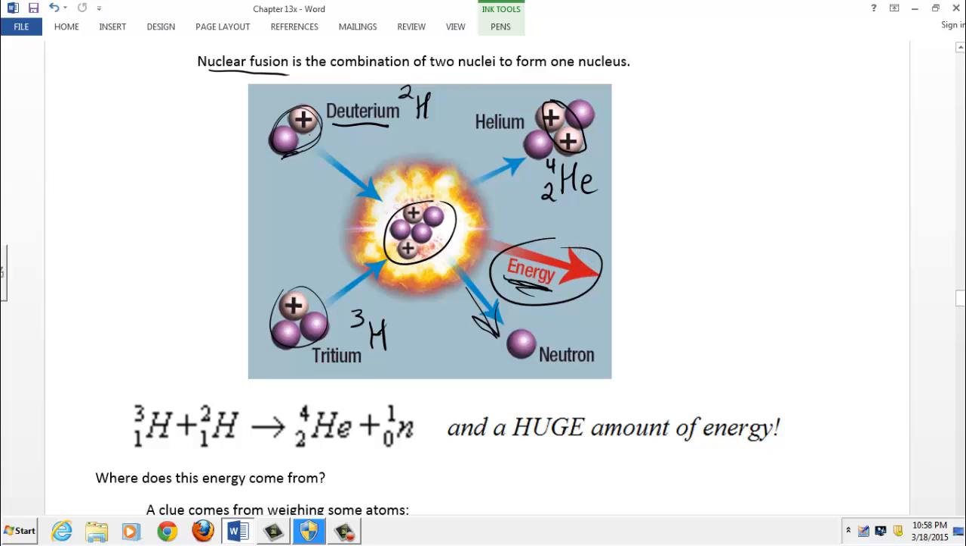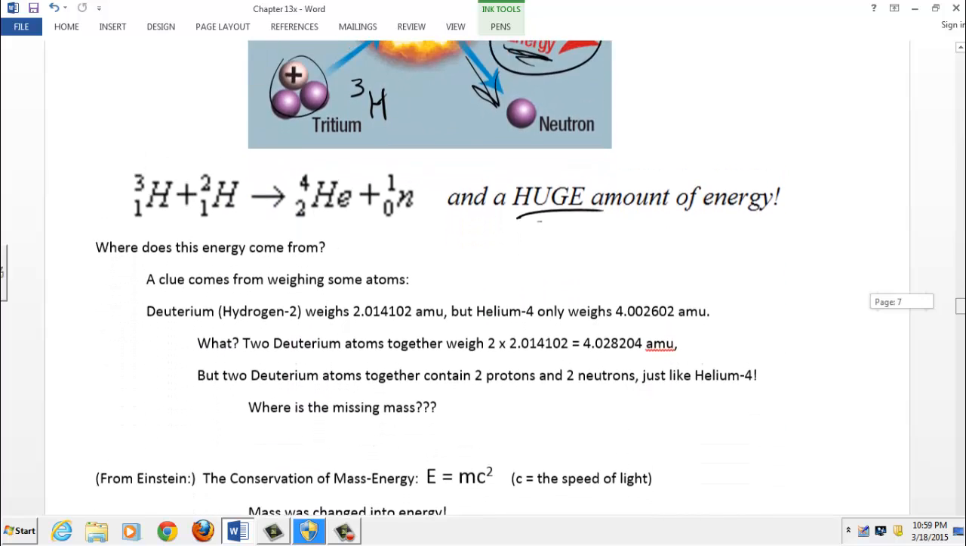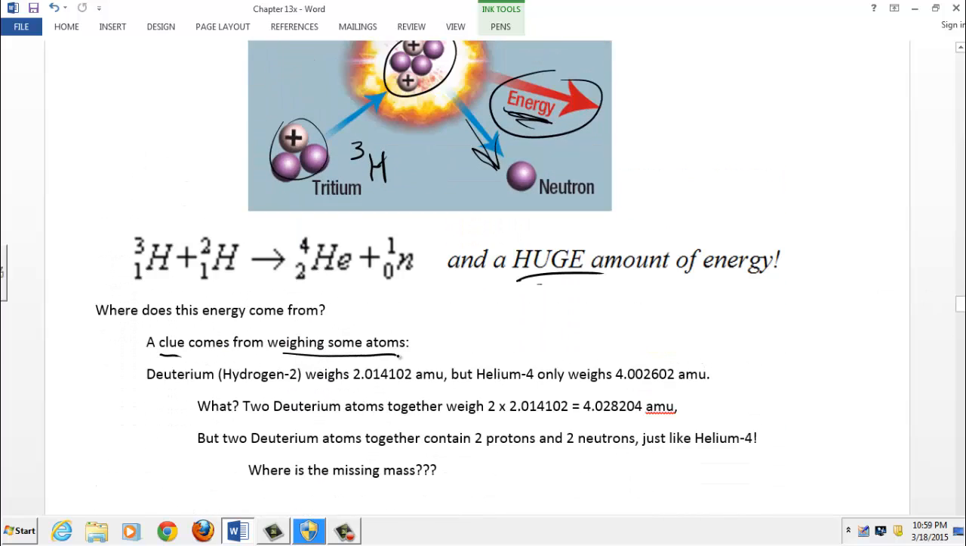The extra energy comes flying out. And a huge amount, not just a little bit. So what's going on? Where is that energy coming from? Here's the clue. We can weigh some atoms. So if we look at the helium-4 nucleus, that has 2 protons and 2 neutrons in it. And you can weigh helium-4 with the mass spectrometer. And a real sensitive instrument, we get a very precise number. This 4.002 AMU. And then you can use the same instrument to measure a hydrogen atom with a neutron in it. That's deuterium.